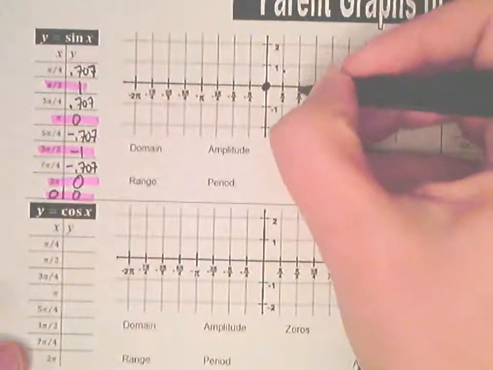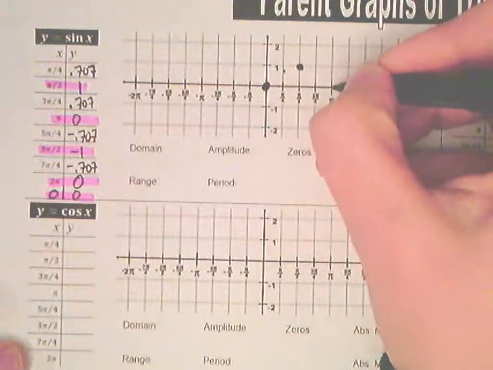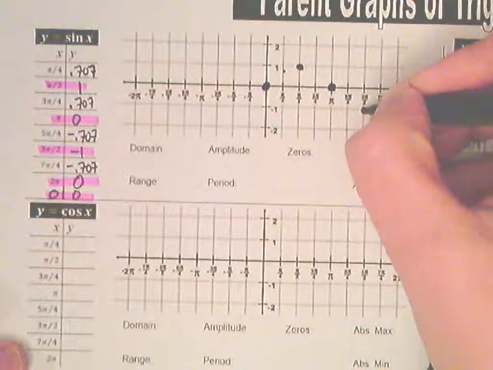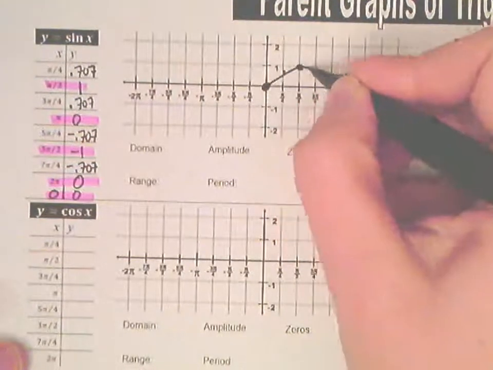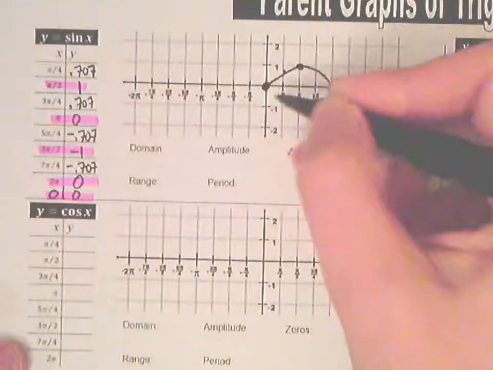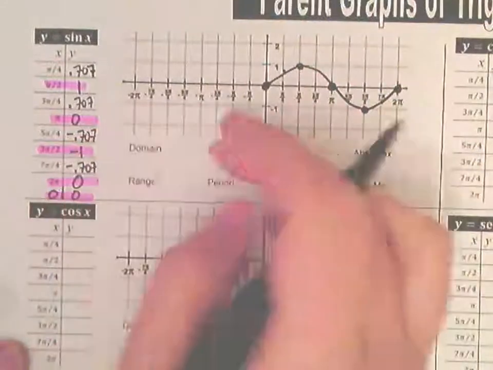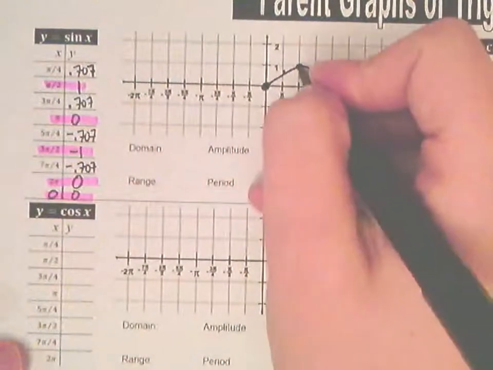Right, so at pi over 2, it's going to be 1. At pi, we're going to be down at 0. At 3 pi over 2, we're going to negative 1. And at 2 pi, we're going to go to 1. Connect my wave function. Remember, don't make it a V. It is a wave.